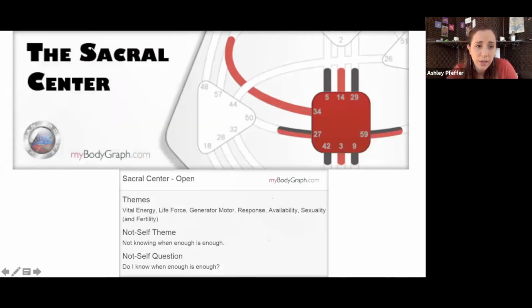So next center, the sacral center. And this one is, again, an energy center, life force energy. It's a motor. It is sexuality too, and fertility. It does correlate to your uterus and your ovaries physiologically. And this one, again, like I said, it's your engine. It runs your car. If you have it open, then you're either a projector or a reflector, or a manifestor.